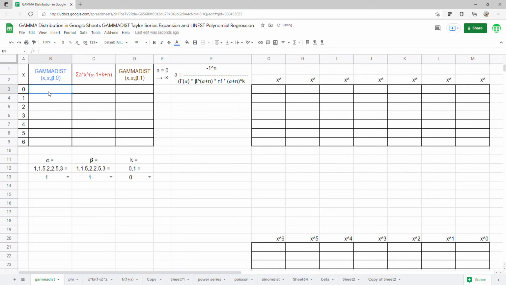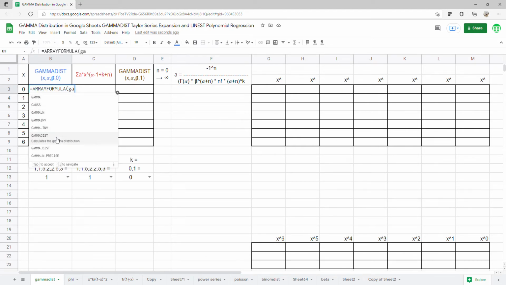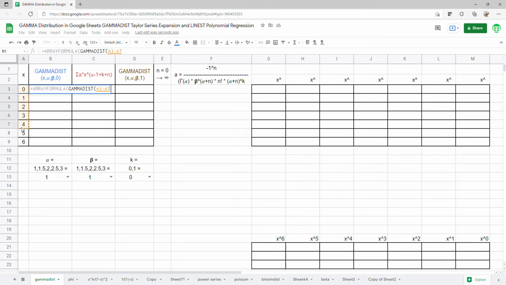Now the probability density function, which is GAMMADIST, array formula. GAMMADIST of the x values, gamma or alpha, gamma or beta, and 0 because this is the probability density function.